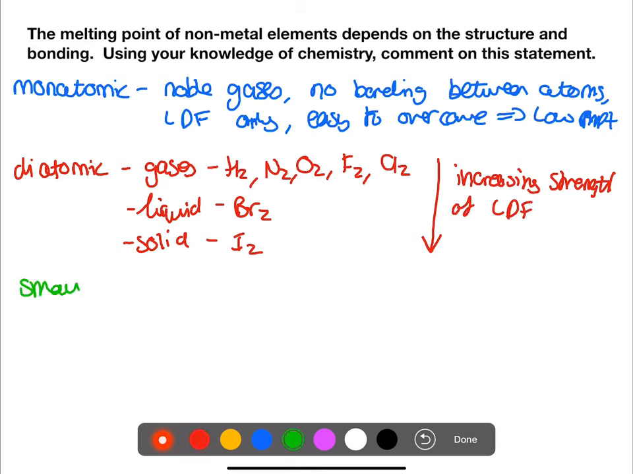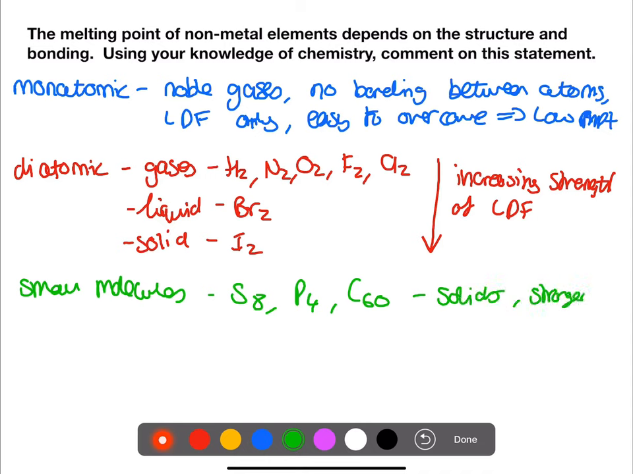You have other small molecules. You have sulfur, which is S8, phosphorus P4, and carbon C60. And they are all solids. So they have stronger London dispersion forces because they are bigger molecules.